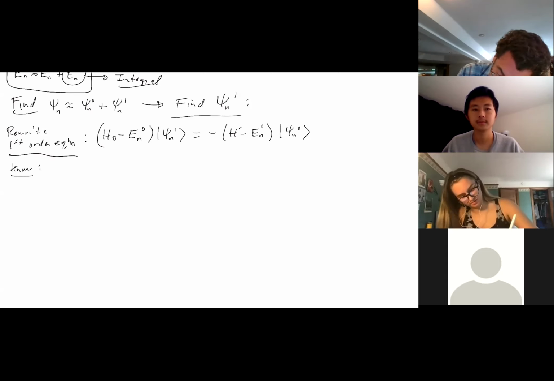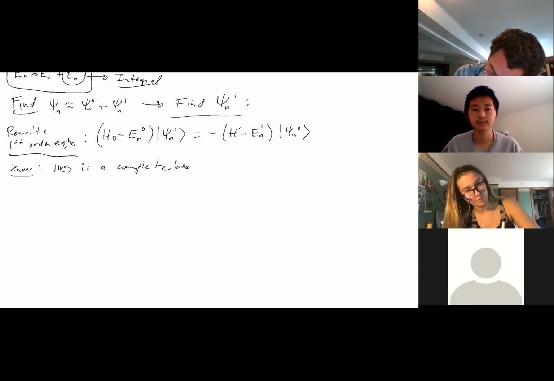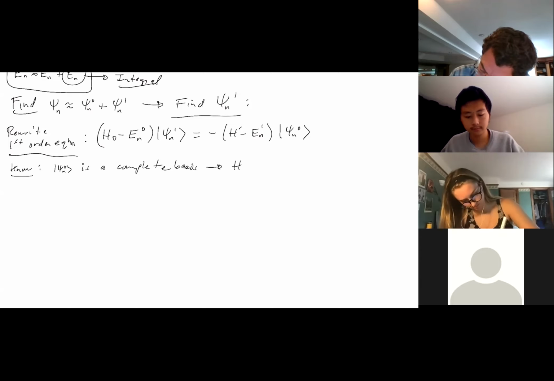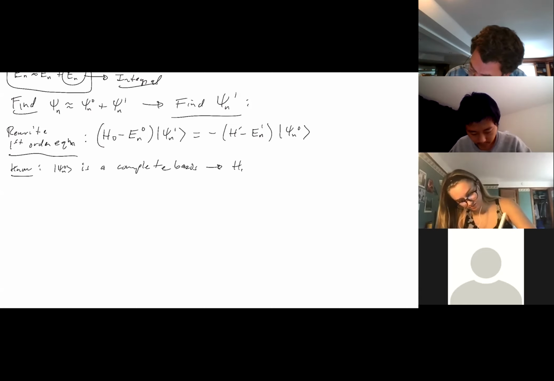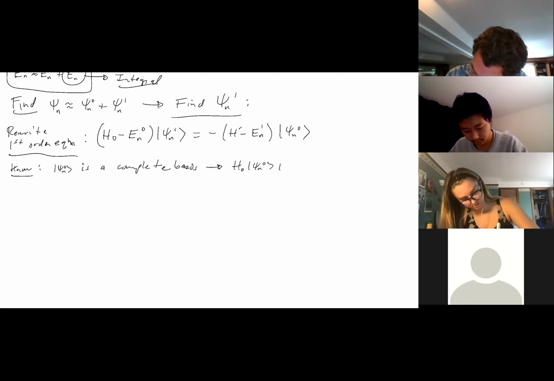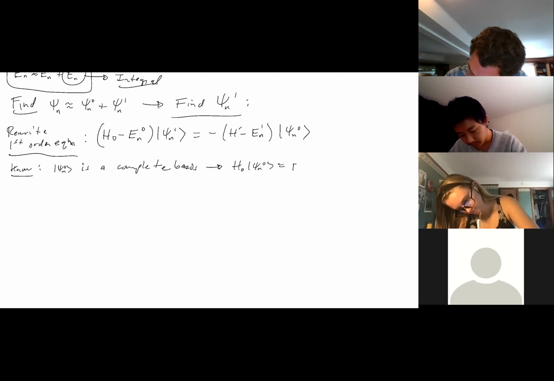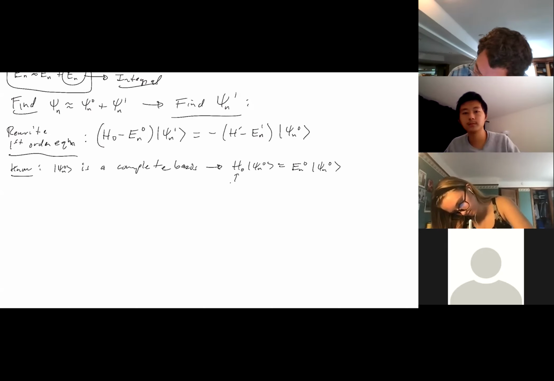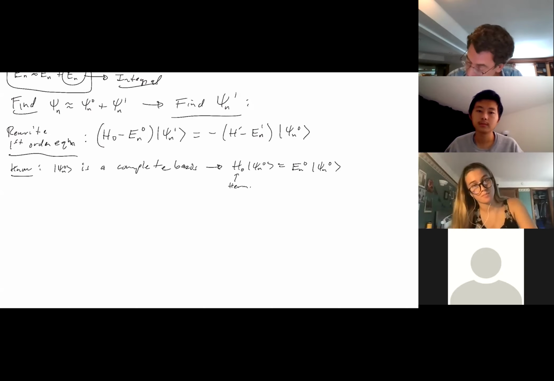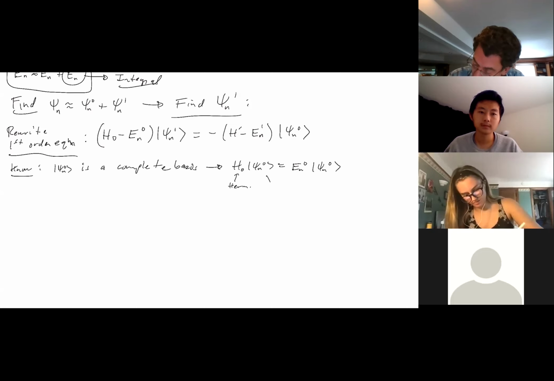that psi n naught is a complete basis. We know that because it's the solution of this equation: H naught times psi n naught is equal to En naught times psi n naught. And so this is a Hermitian operator, and so we know that the eigenstates form a complete basis. And that's something you learned last semester.